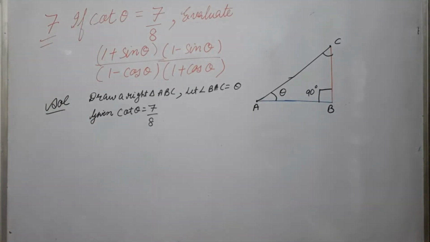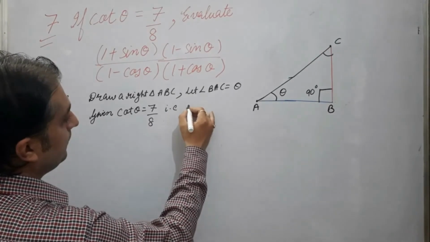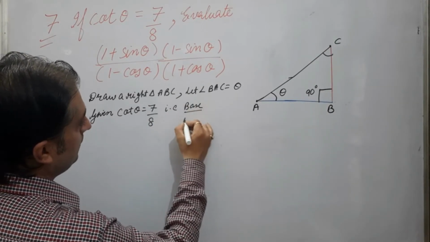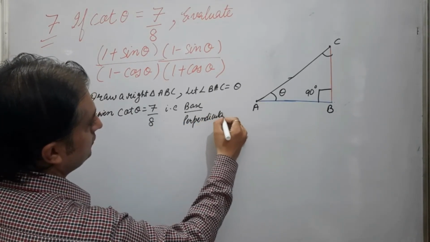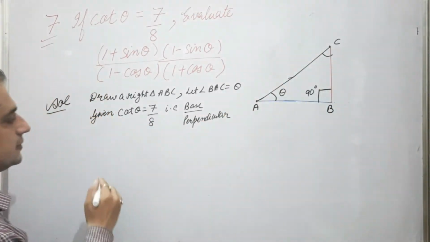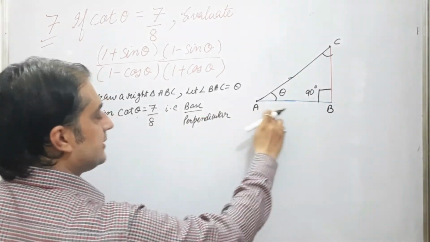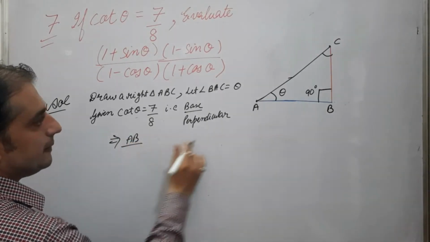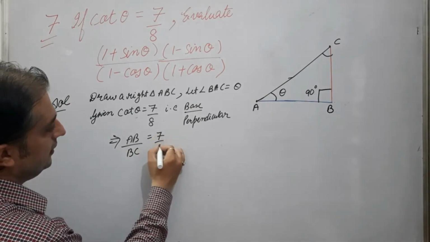So cotangent theta is base upon perpendicular. Right? For angle theta, side opposite is perpendicular, side adjacent is base. So cot theta, base, the side adjacent is AB. It implies AB, and perpendicular side opposite, that is BC. It is 7/8.